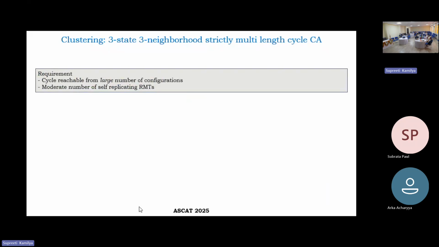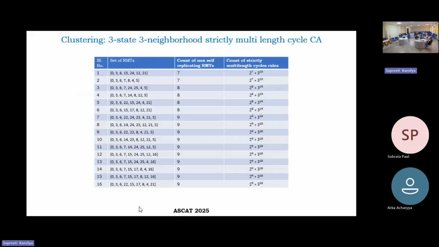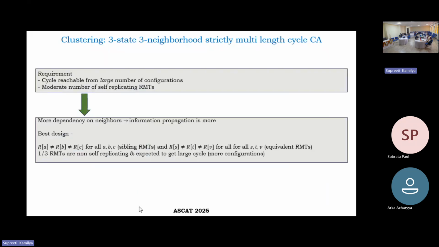So for clustering, what is the requirement? A cycle reachable from a large number of configurations, and a moderate number of self-replicating RMTs. This table shows, when we are considering 7 non-self-replicating RMTs, what the possibilities of RMTs are. In this way, we have got 16 possible valid sets. I am showing it for the null boundary condition. And how are we making the arrangement? Here again the concept of information propagation comes into the picture. If we make the arrangement like this, all the sibling RMTs and all the equivalent RMTs have different values, so we expect large length cycles.